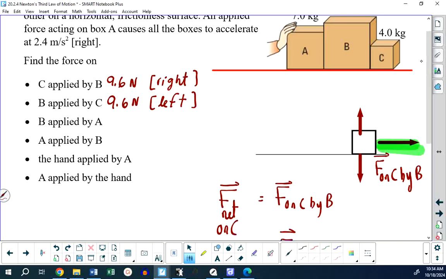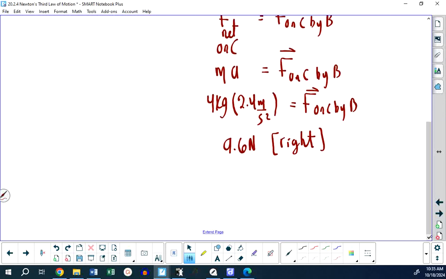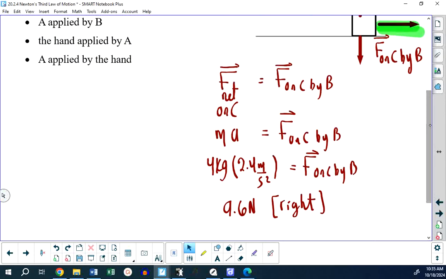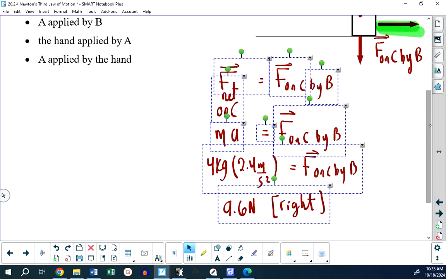Now, does B, which is experiencing a force of 9.6 newtons to the left, accelerate to the left? No, it accelerates to the right. So how are we going to find the force on B by A? We're going to draw a free body diagram. Okay, so what I drew here to explain what we did to find that first force, we have to repeat it now for the middle box.